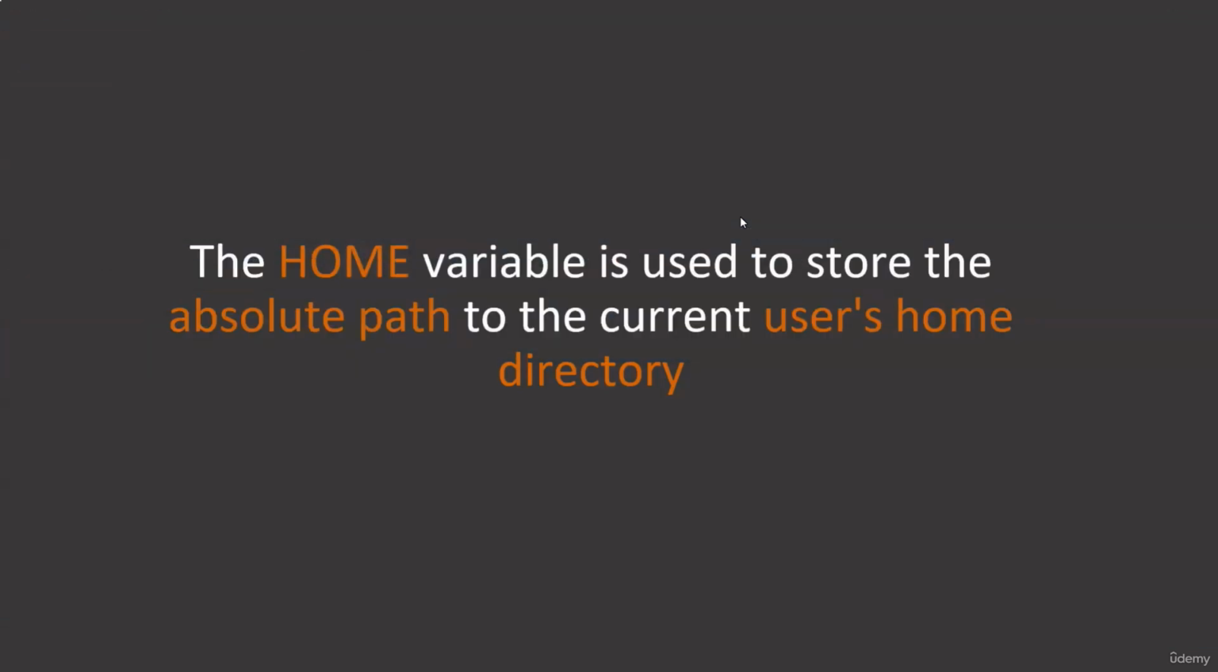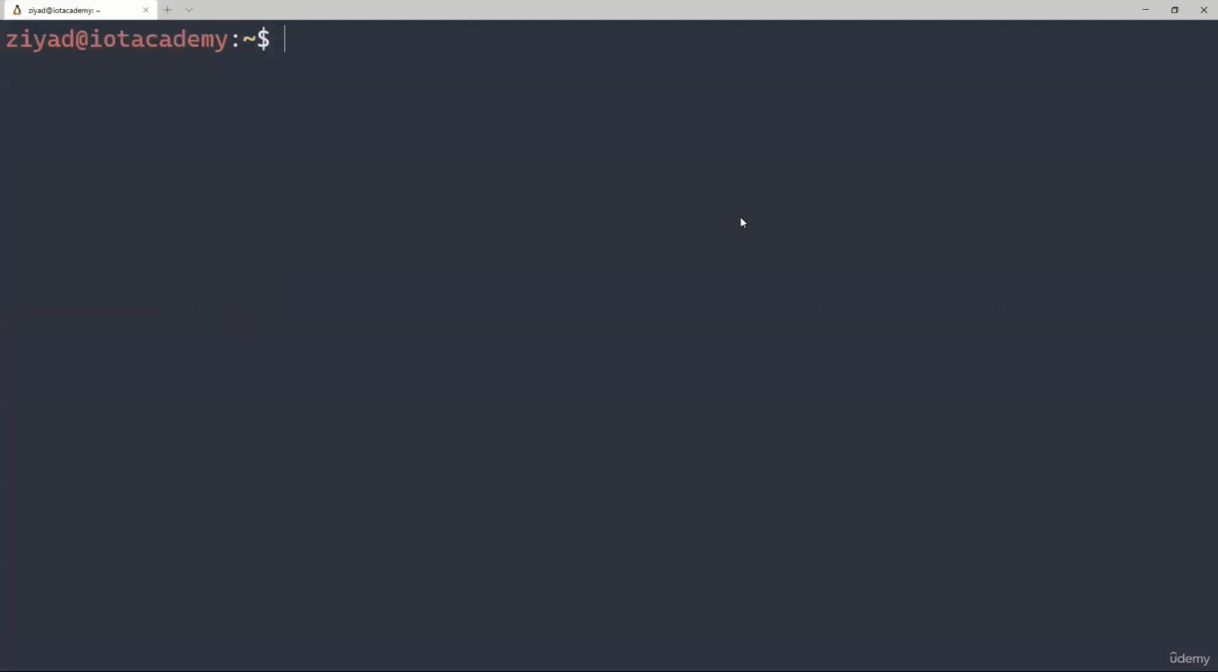Okay, so let's take a look at another useful shell variable, the HOME variable. The HOME variable is used to store the absolute path to the current user's home directory. If I echo $, curly brace, HOME, curly brace, or simply echo $HOME, you can see that this has displayed the absolute path to my home directory on the screen, which is /home/z.